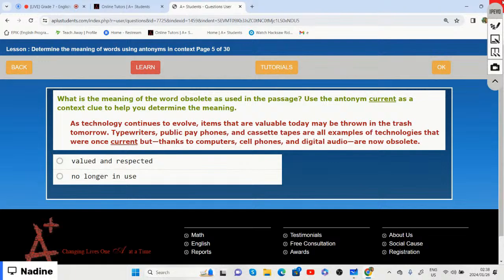And if we look at the meaning of the word obsolete, it's no longer produced or used. It is out of date. So if something is out of date, then we call it obsolete. It's no longer in use, it's no longer produced.